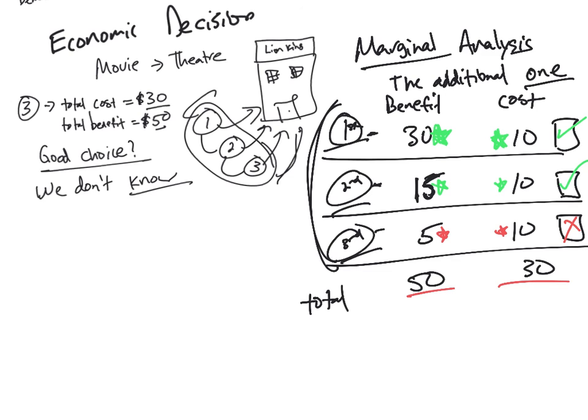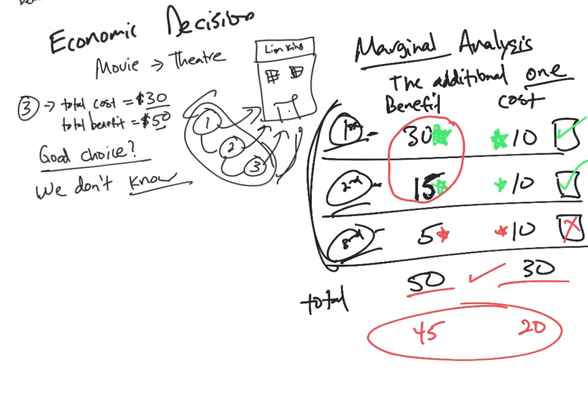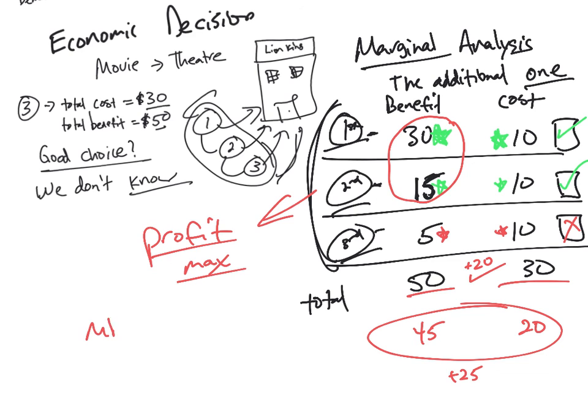So is this 50-30 a good choice? Actually, it isn't. Because what you could actually be gaining is 45 and 20. This actually is a better choice. Why? Because you're up 25, whereas in this scenario, you're only up 20. Now, is it a bad choice? It's not the best choice. The best choice, and what we always try to find is the best, is going to be our profit max. Right? It's where the marginal benefit is still greater than the marginal cost.